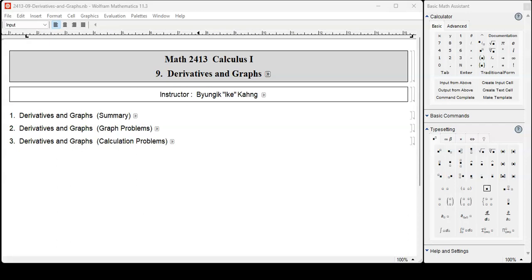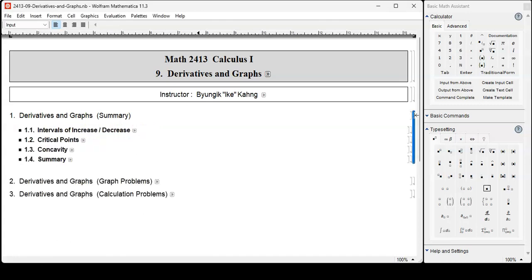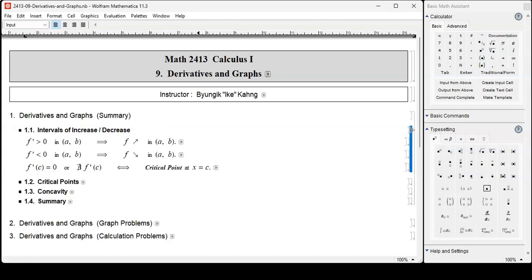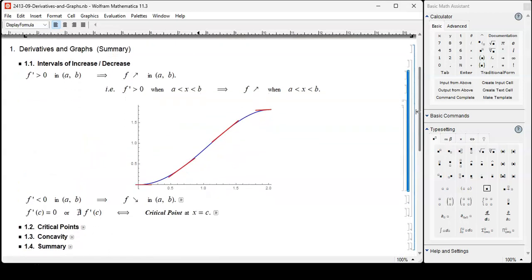Hello students, welcome back. Let us resume our discussion in section 1. Previously, we went through the relation between the sign of the first derivative and the increasing-decreasing nature of the original function. In short, if the derivative is positive, then the original function is increasing. The graph goes up. If the derivative is negative, then the original function is decreasing. The graph goes down.